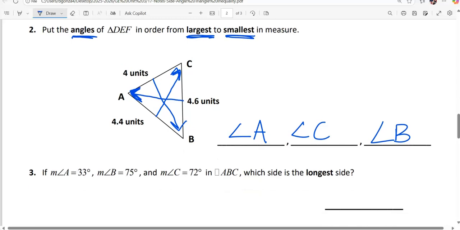Now look at number 3. There's a little typo. Y'all see this? What looks like a rectangle? That's supposed to be a triangle. Can you try and draw a triangle over it? Right here.